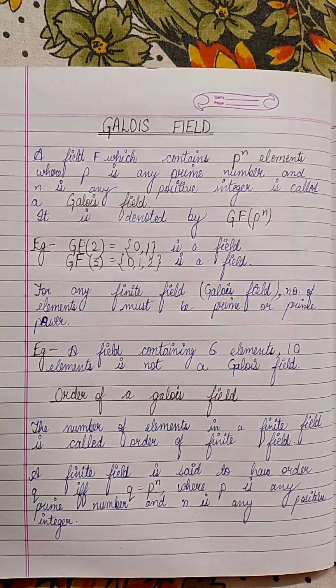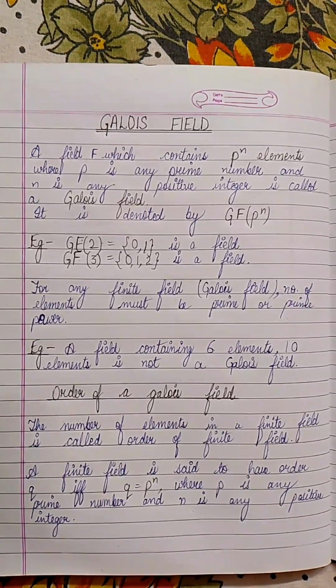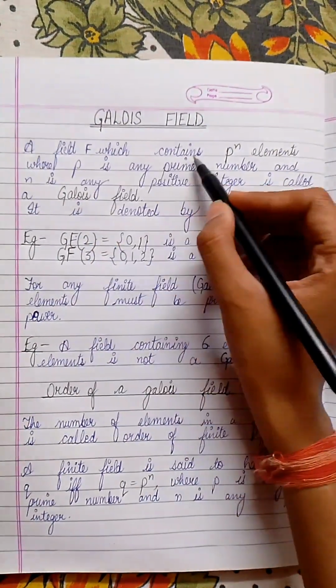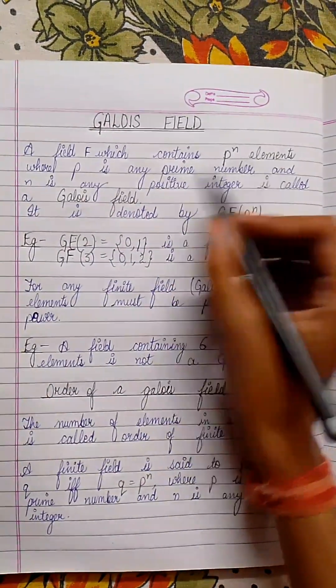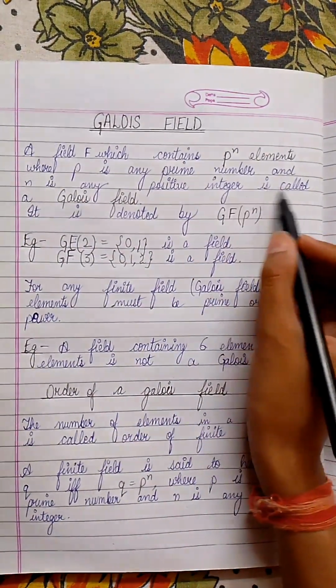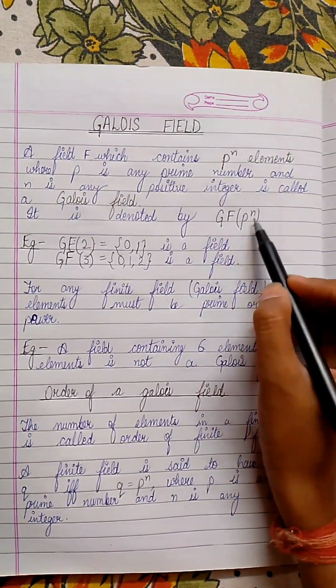Today we are going to discuss about Galois field. So first of all we must know what is a Galois field. A field F which contains p to the power n elements, where p is any prime number and n is any positive integer, is called a Galois field. It is denoted by GF(p^n).